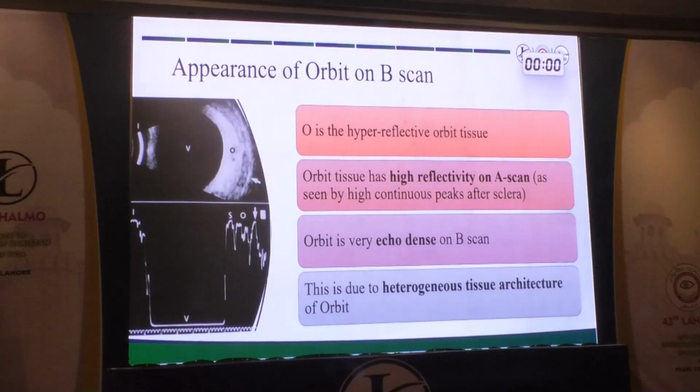The orbit is very echo-dense on B scan. This is due to the heterogeneous tissue architecture of the orbit.